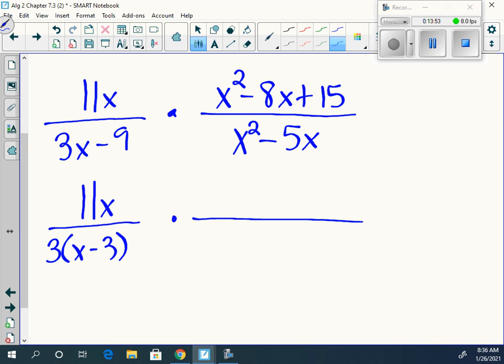All right, do we want to simplify x squared minus 8x plus 15 or x squared minus 5x? Okay, let's look at x squared minus 5x. So what would I need to do to simplify this here? All right, we can factor an x out. And if I factor it out of x squared minus 5x, what are we left with? Okay. So now we're left with factoring x squared minus 8x plus 15, yes?